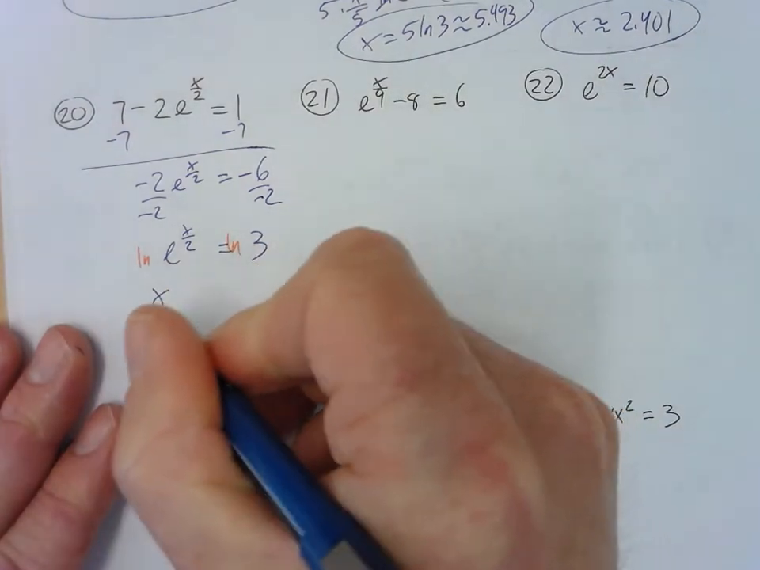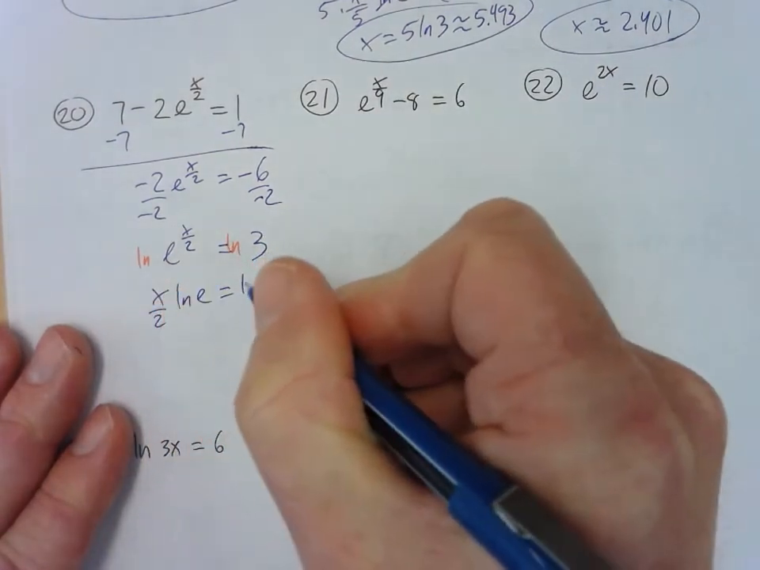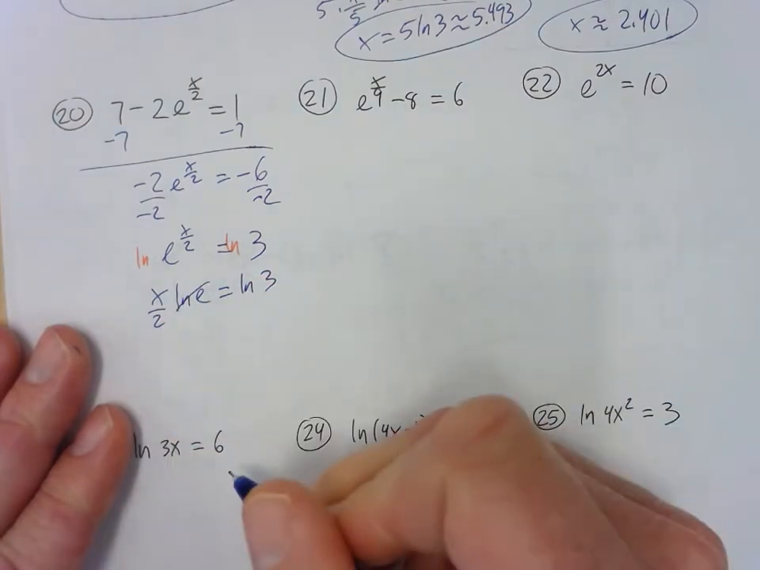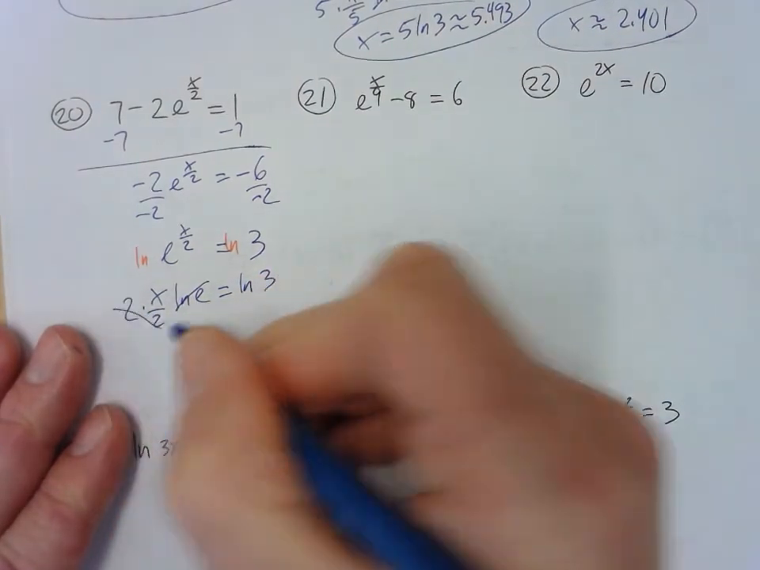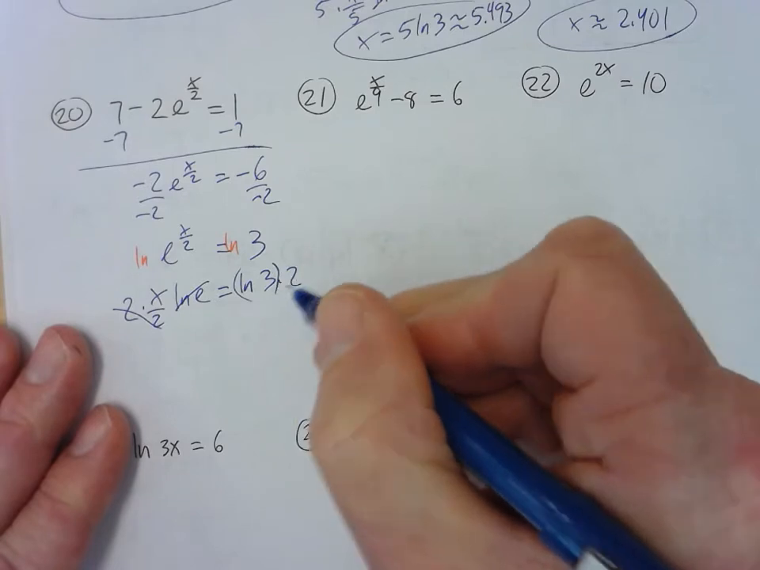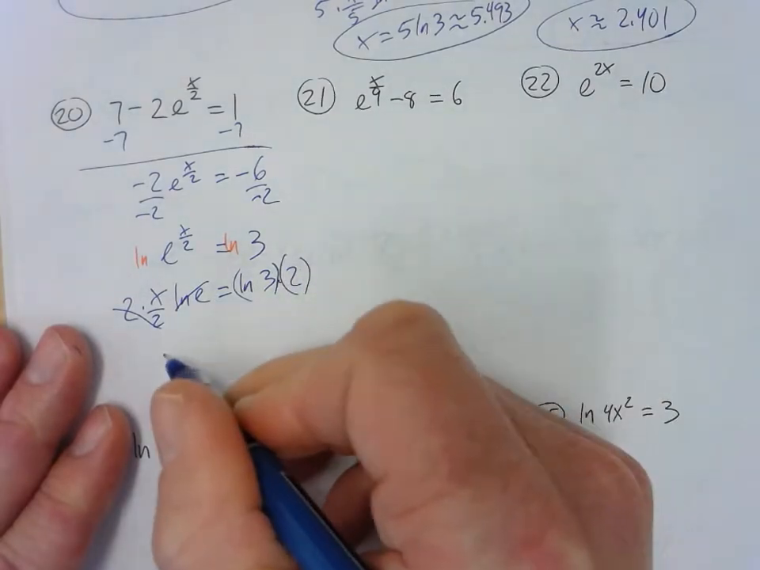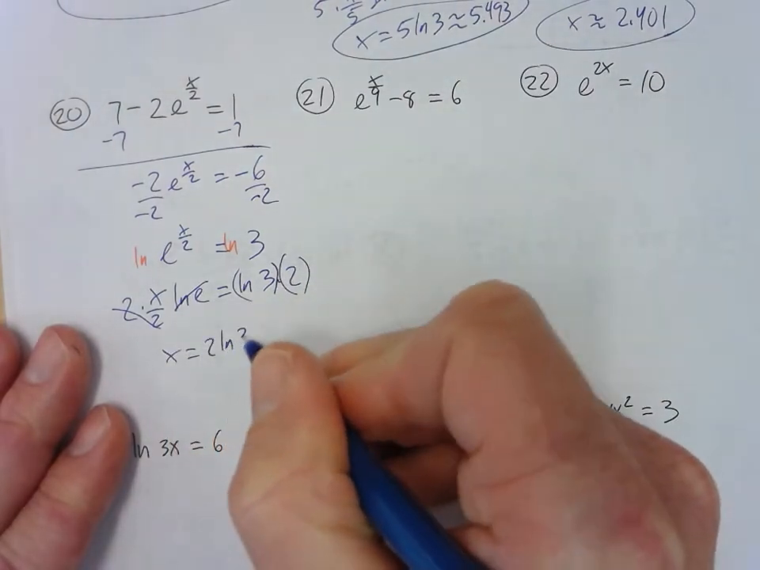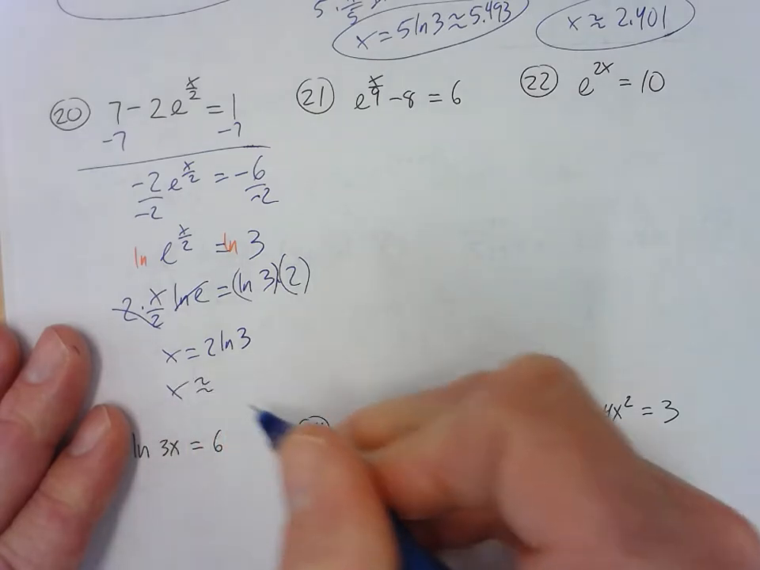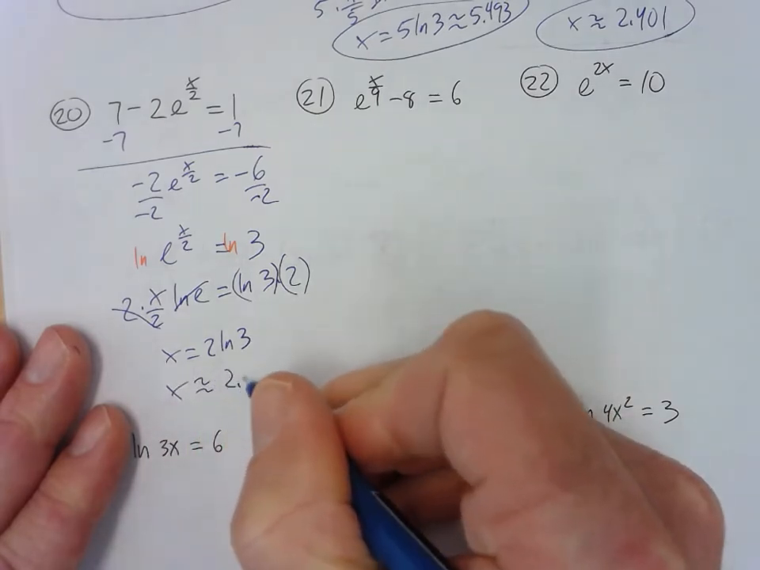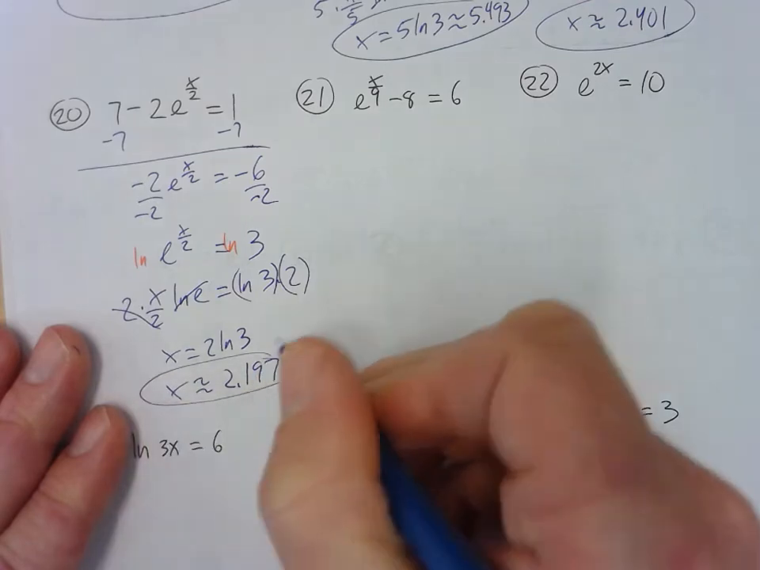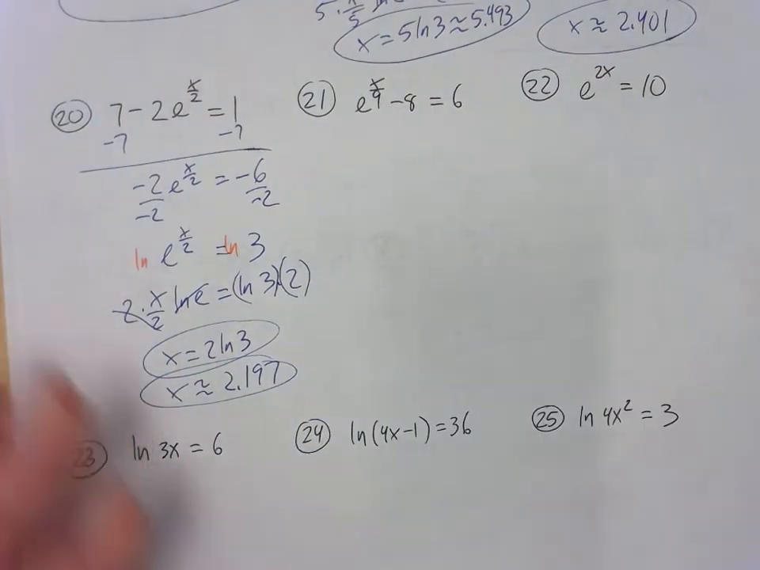So it's x over 2 natural log of e is equal to the natural log of 3. That's just 1. Multiply the 2 over to get it by itself. So it's the natural log of 3 times 2. So x is 2 natural log of 3, which is approximately equal to 2.197. Exact answer, approximate answer.